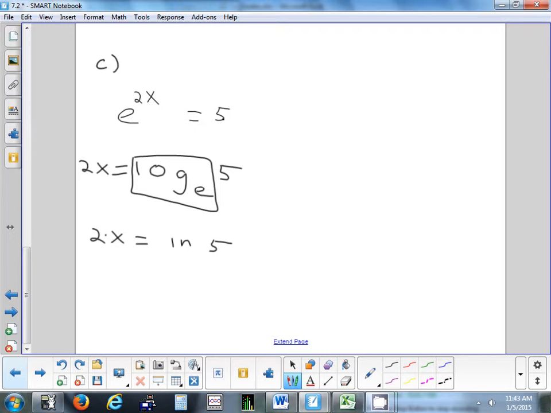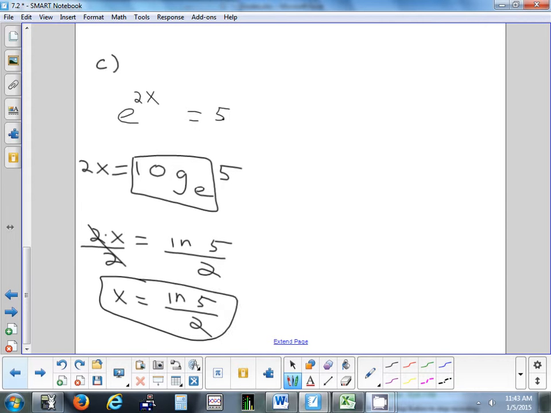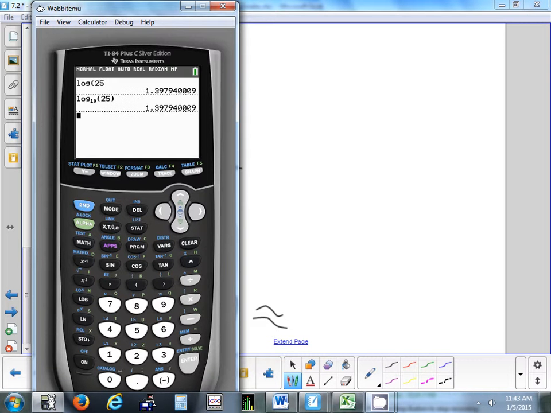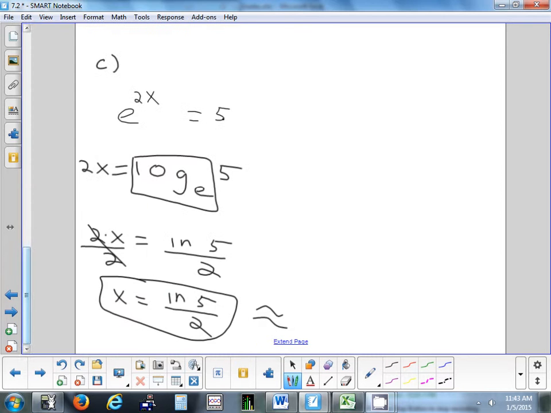But I need to get rid of this 2 times x. Okay, so Olivia, how would I bring the 2 to the other side? Yeah, just divide by 2. So x is the natural log of 5, divide by 2. Okay, here's how you type it in. Natural log 5. Make sure you close parenthesis. Divide by 2. It's about 0.805.